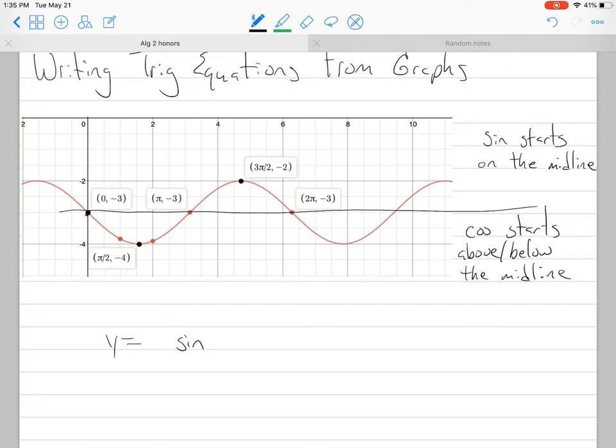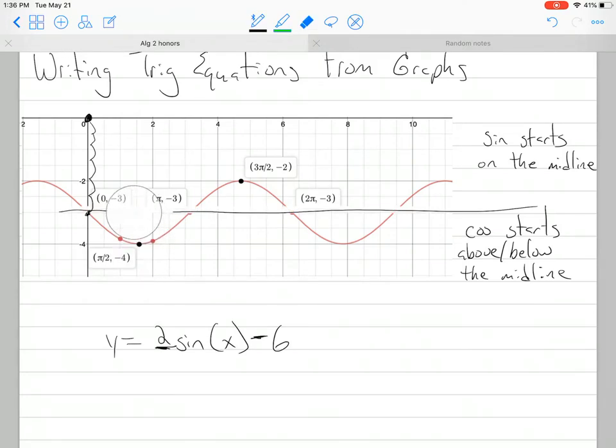Now I need to figure out what is my A value. And my A value is the amplitude, which is 2. We don't have a B value in this case. And then we notice, well, how is this shifted? It should be at 0 is where my midline is, but it's shifted down 1, 2, 3, 4, 5, 6 spots. So this is -6.